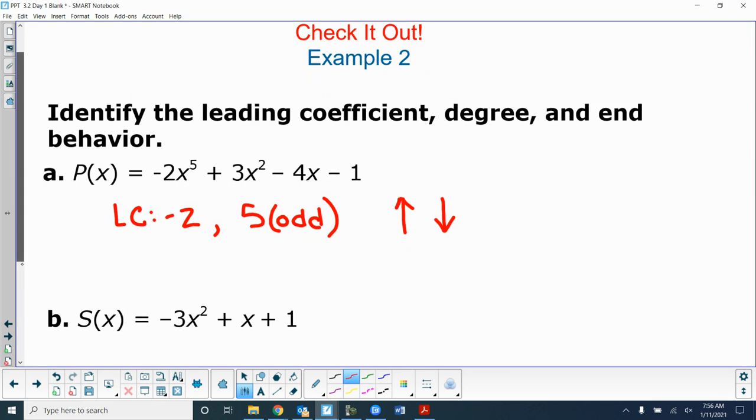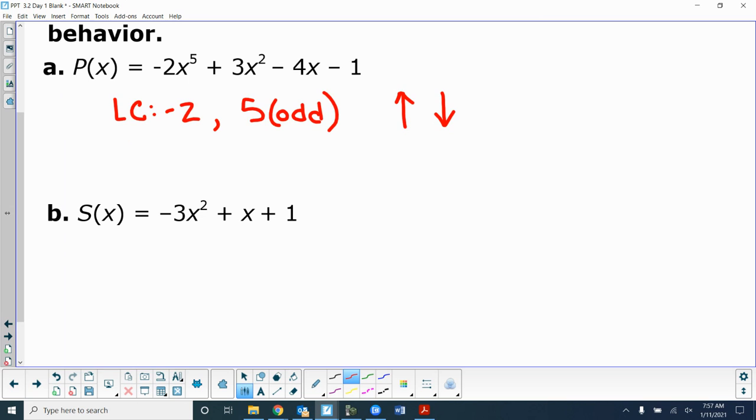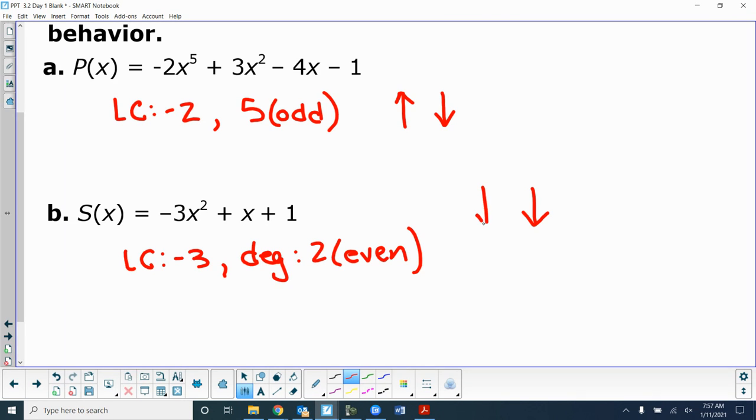For this one, we've got a leading coefficient of negative 3. Degree is 2, which is even. Since my leading coefficient's negative, the far right should be going down. And since the degree is even, the far left would be going down too. They go the same direction when the degree is even. And that's just a parabola.